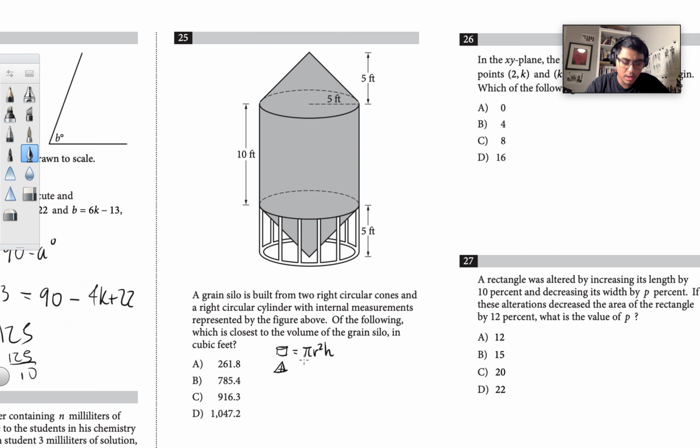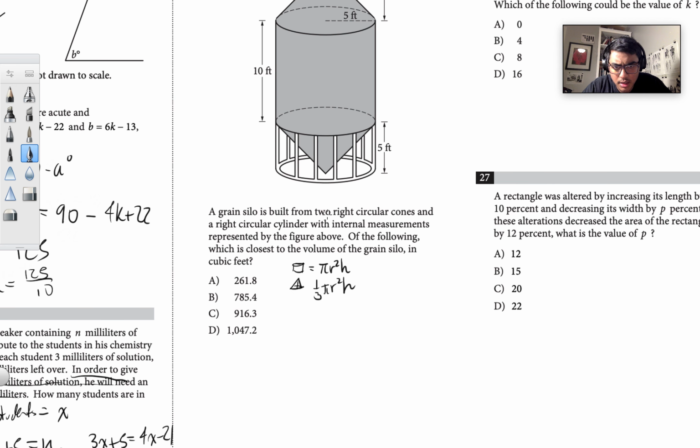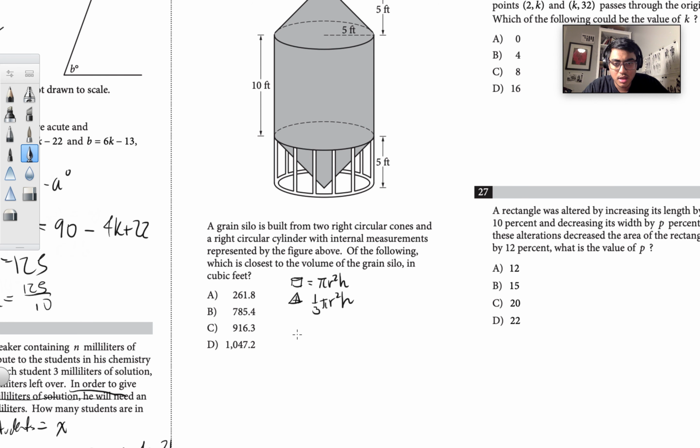Volume of cone, and of course these are given at the first page of the section. Let me check. Yes, it is 1/3 pi r squared h. So it's 1/3 pi r squared h. So a grain silo. Okay, so if you want to find the volume of this, it'd have to be.